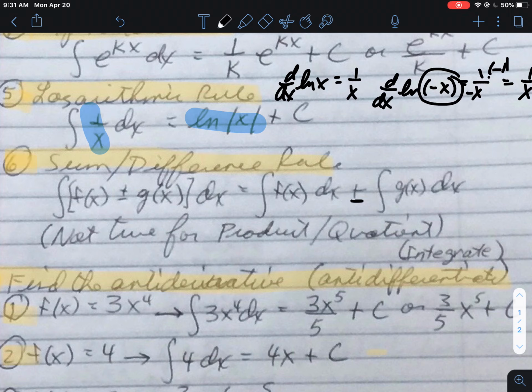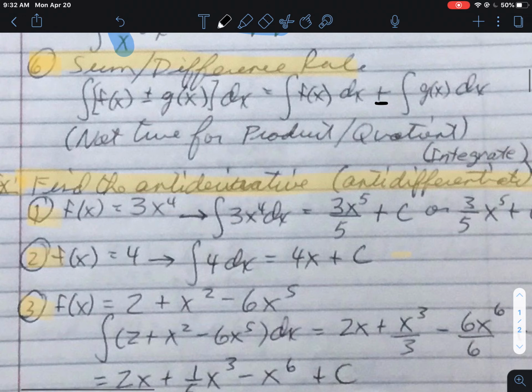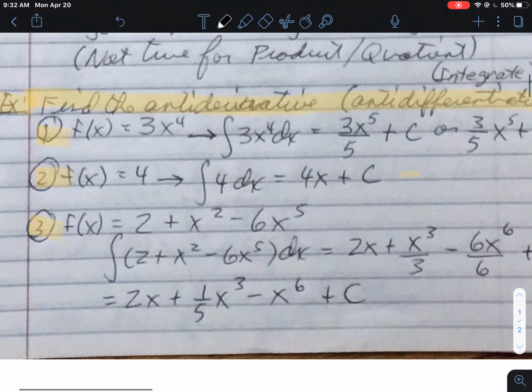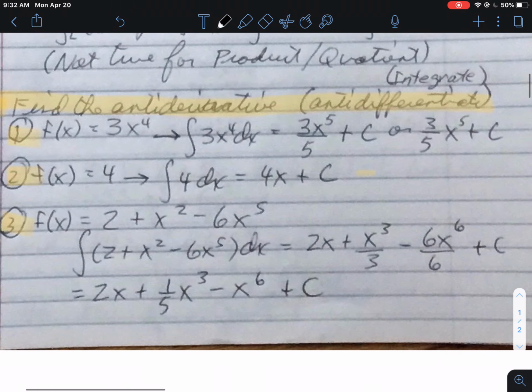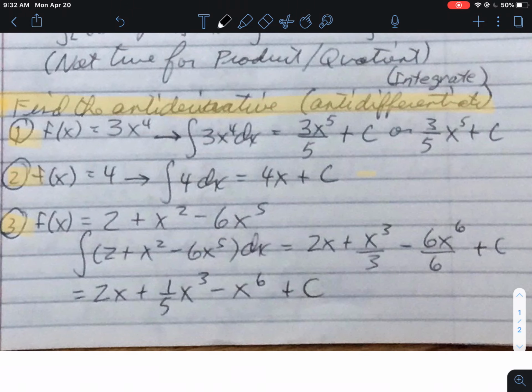Like I said, for our purposes, this is going to be sufficient. But in broader application, it does not work for products and quotients. So for example, let's find a few antiderivatives. Right? So anti-differentiate or find the antiderivative, or we would say integrate the function. So number one, f of x equals 3x to the fourth, right? Power function. And like we do when we differentiate, it's what type of function do you have? So what process or what rule do you follow for finding its antiderivative?